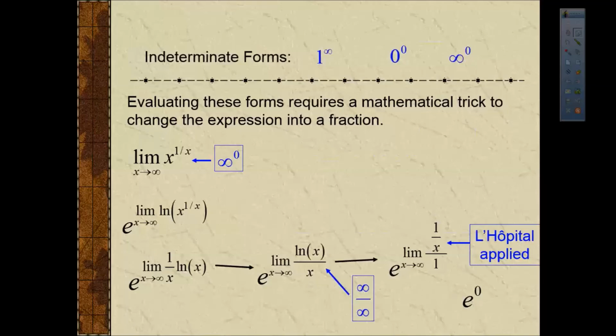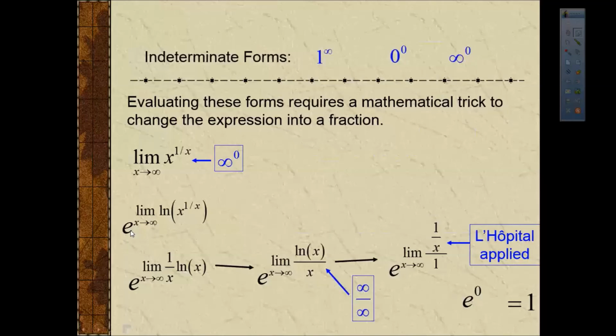But our final solution is not 0. The limit of the exponent is 0. And e to the 0 actually equals 1. So the limit of our original function turns out to be 1.